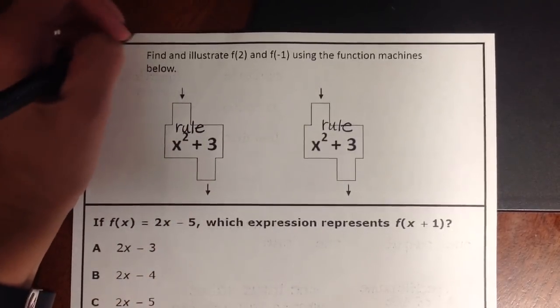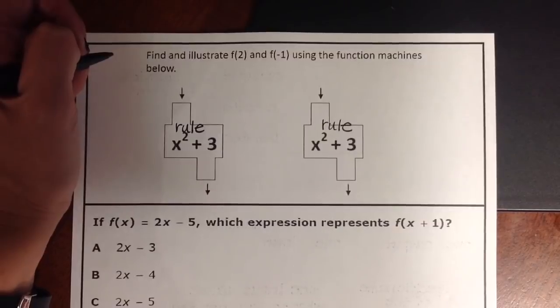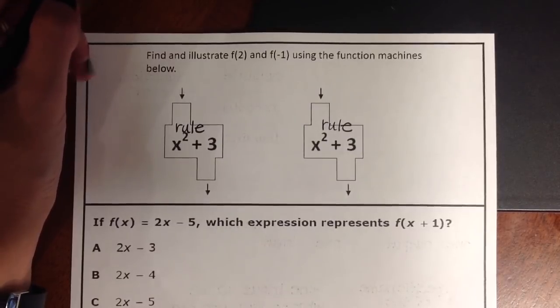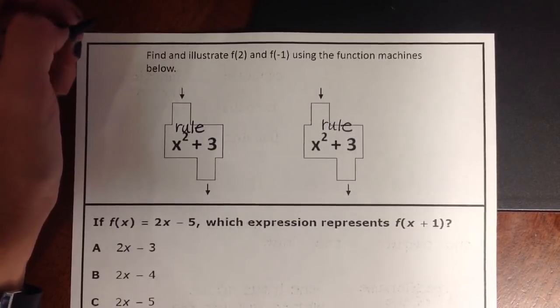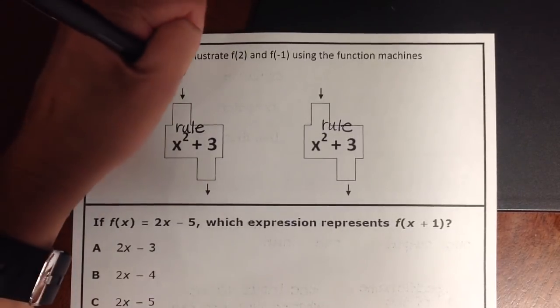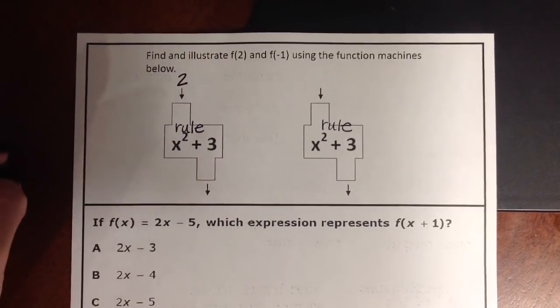So it says find and illustrate f of 2 and f of negative 1 using the function machines below. So now I just have to figure out what is my input value. I have to know my input before I can get my output. And if you notice, I have numbers inside the parentheses. So those are my input values. So the first one I'm going to attempt to figure out is 2.